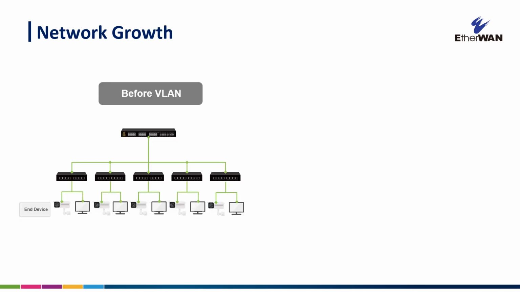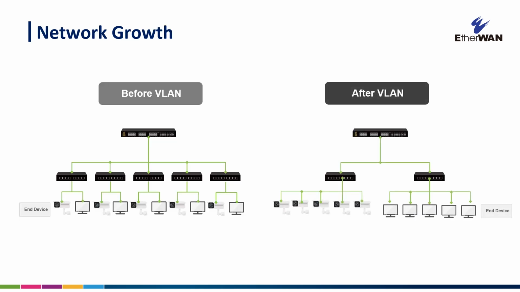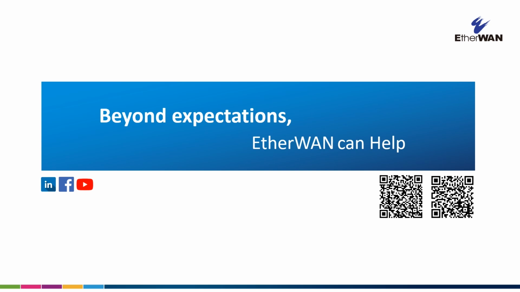VLANs partition a physical LAN into multiple logical networks, which is essential for improving network efficiency, enhancing security, and accommodating the growth of an expanding network without the need for significant changes to the physical infrastructure. It optimizes operations and data protection, making VLANs a fundamental element of modern network architecture for organizations with a constantly expanding network. Beyond expectations, either one can help.